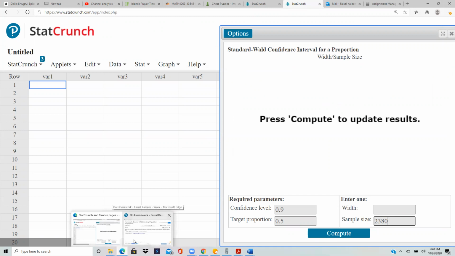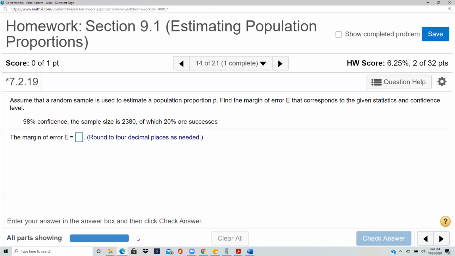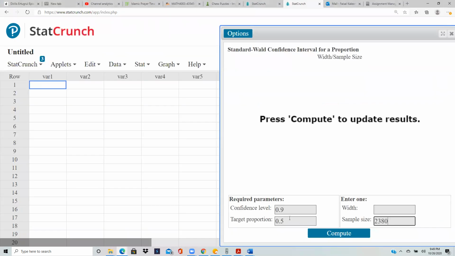Target proportion is sometimes given in the problem. If it's not given, then 0.5 is the default. But in this particular problem, it is given that 20% are successes. So 20% is the target proportion. So 0.20. And the question was asking you to find the margin of error.